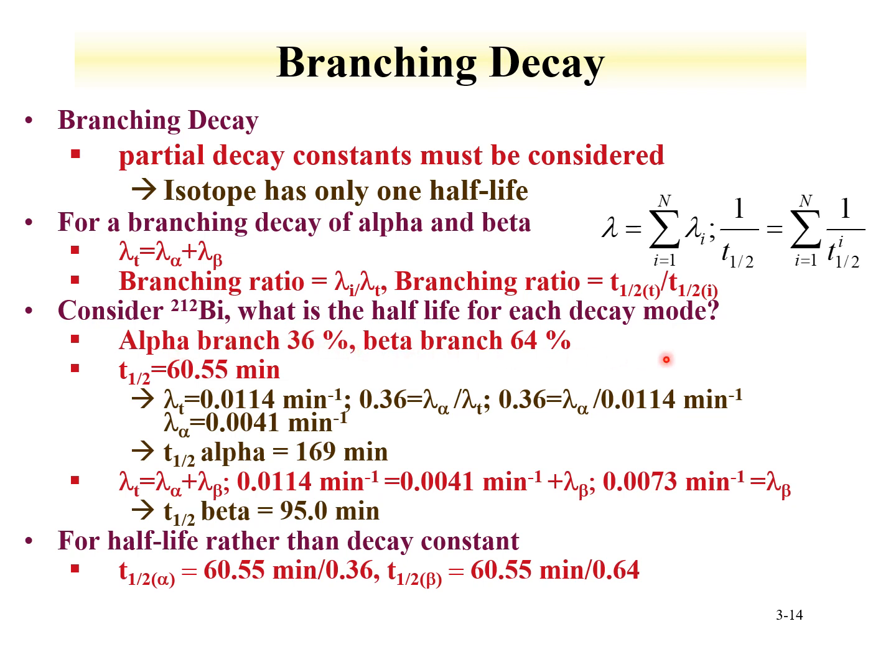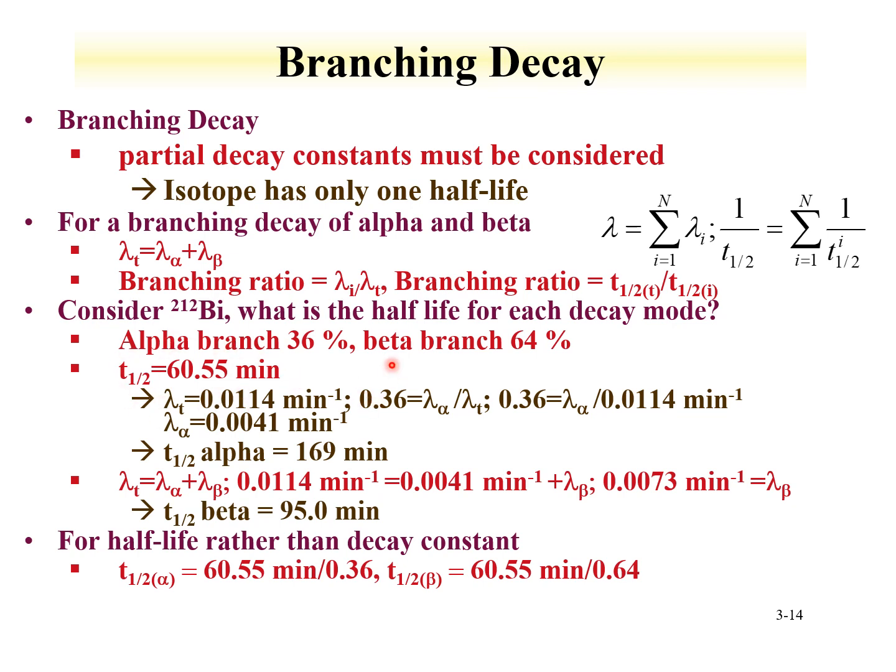What's the half-life for each decay mode, given that it decays by alpha and beta? We see that there's a 36% alpha branch and a 64% beta branch. The half-life is about an hour, 60.55 minutes. So the total decay constant is log 2 divided by 60.55 minutes.